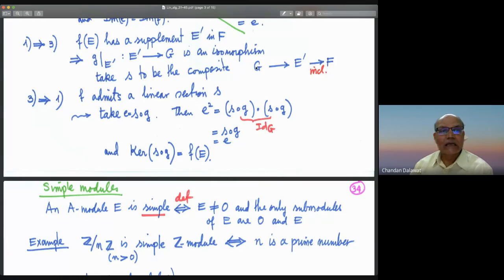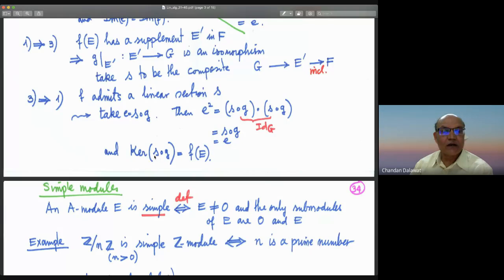This S can be checked to be a linear section. For 3 implies 1, we are given a linear section S, and we are looking for a projector. I claim that E, which is S composed with G, is such a projector because its square is S composed with G, composed with S composed with G, but G composed with S in the middle here is the identity map of G. So this whole thing is just S composed with G, which is equal to E.